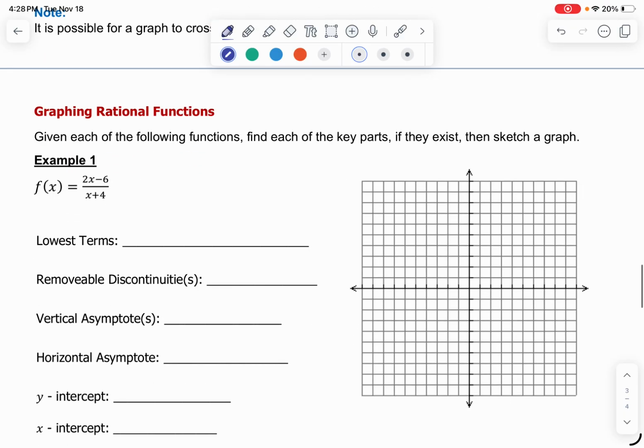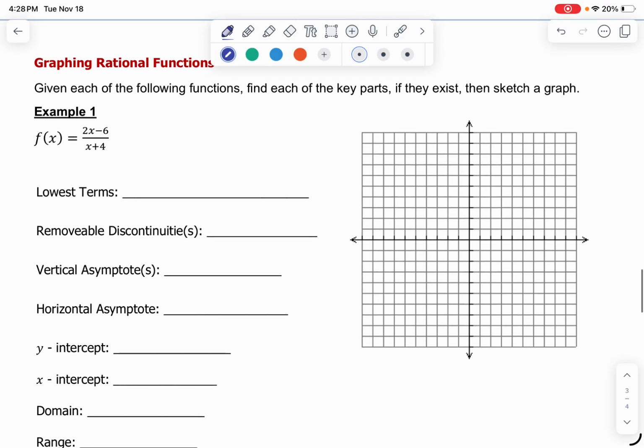Okay, so I'm going to do 2 graphing problems with you, and then I'm going to have the sub turn the video off, and I'm going to have you do a couple check your understanding problems to practice on your own.